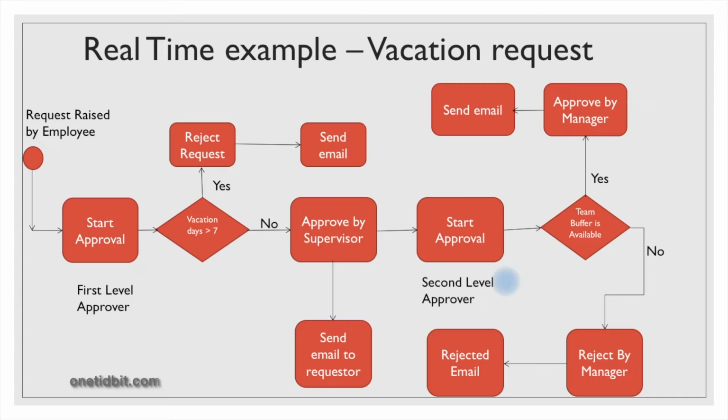And again there will be a second level flow automated. In the second level they will check whether the team buffer is available. If it is available, it will be approved by the manager and sent by email. Team buffer means the number of team members to do the tasks. If the team is sufficient to do the task, the employee who raised the request and belongs to the team will get approval, and if the team buffer is not available, the request will be rejected by the manager and a rejection email will be sent.